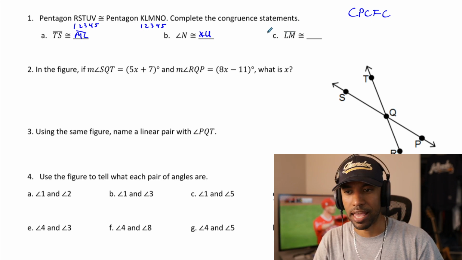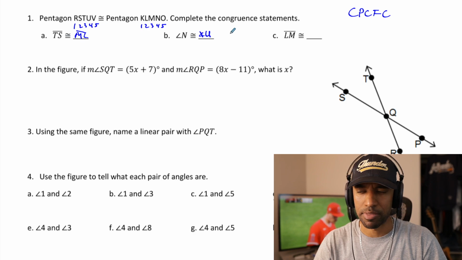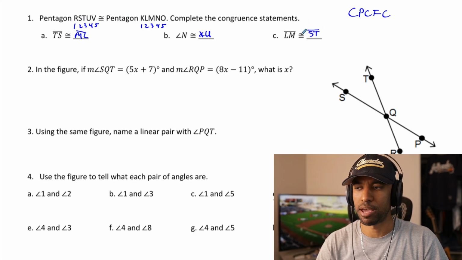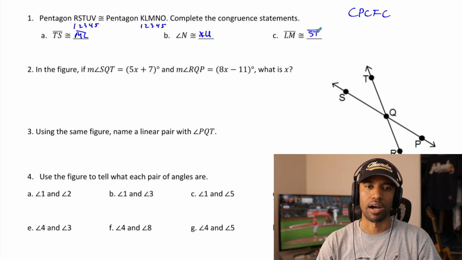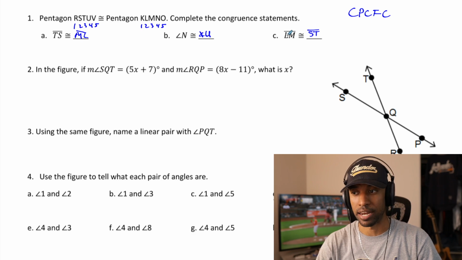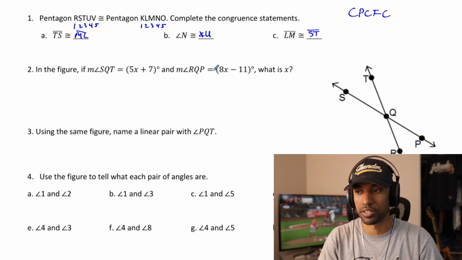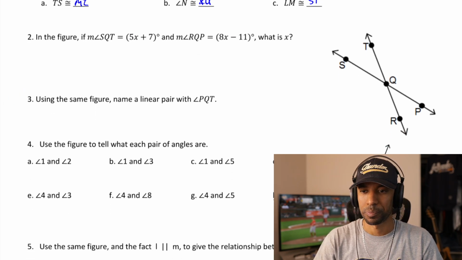And segment LM, being the second and third letters, is the same thing as segment TS, or if I want to write it as ST. It doesn't matter which way you write the segments. If I write segment TS or segment ST, it doesn't matter. I prefer, personally, writing it in corresponding order. So it's the same thing regardless. There you go.